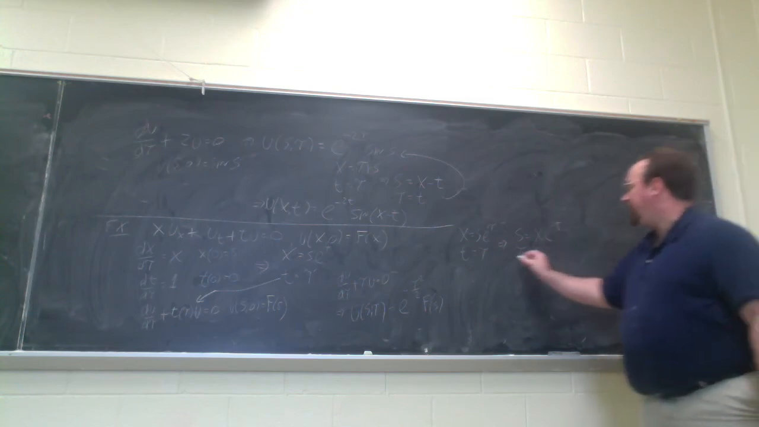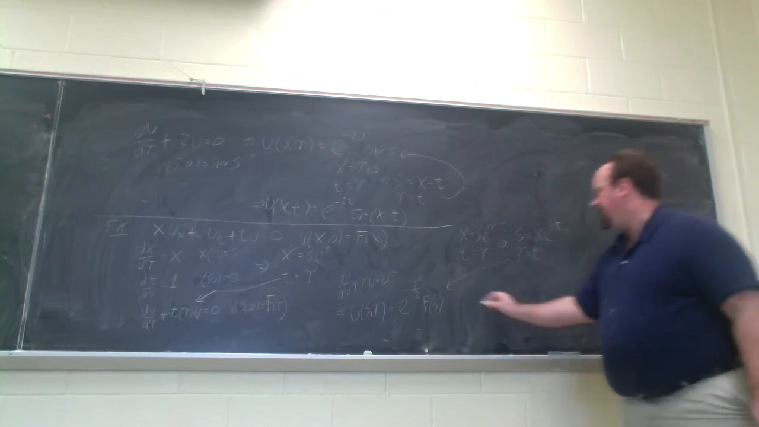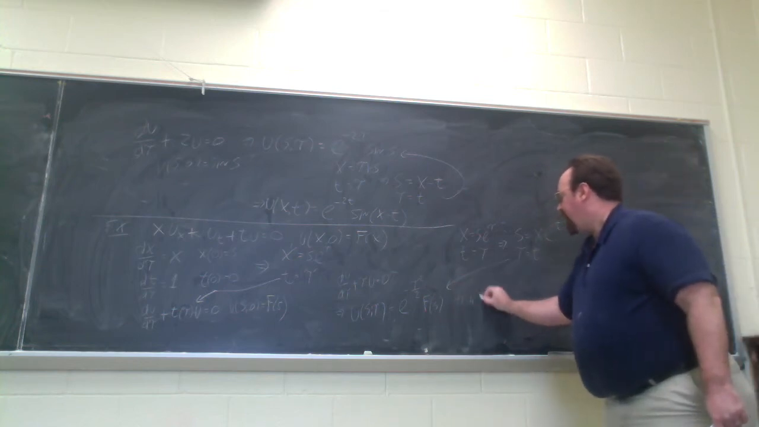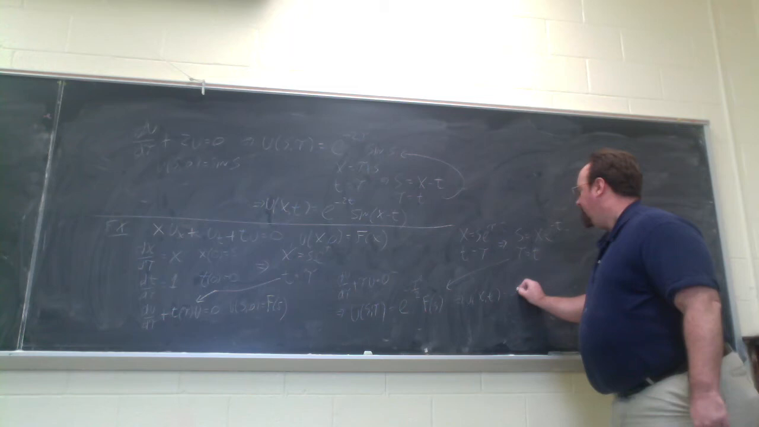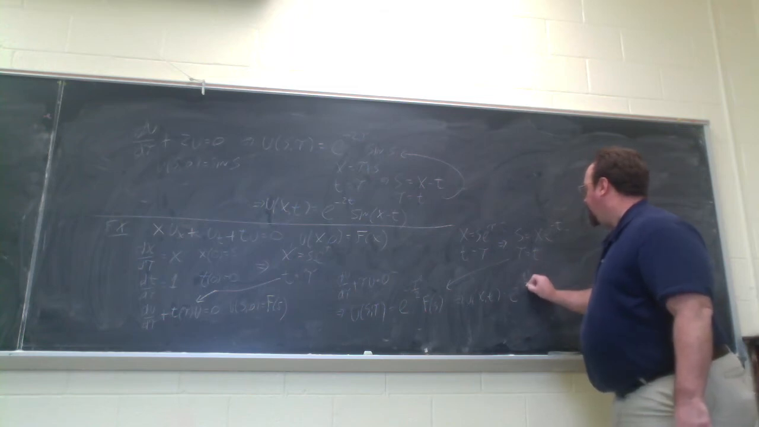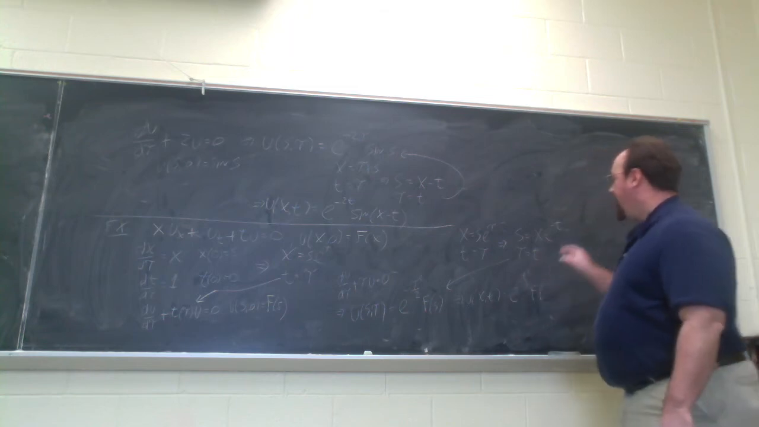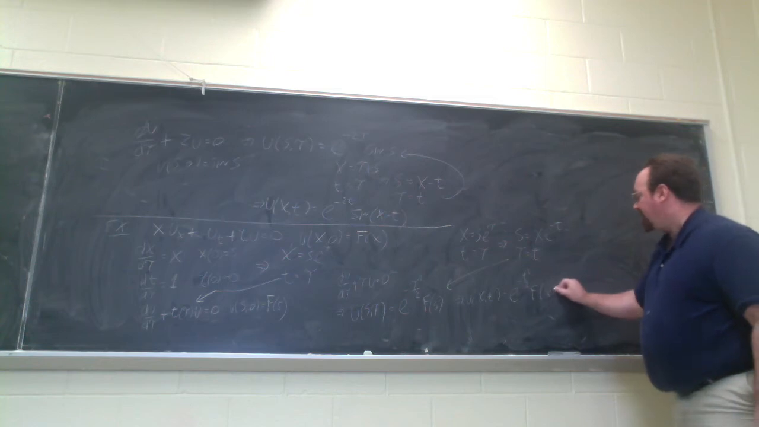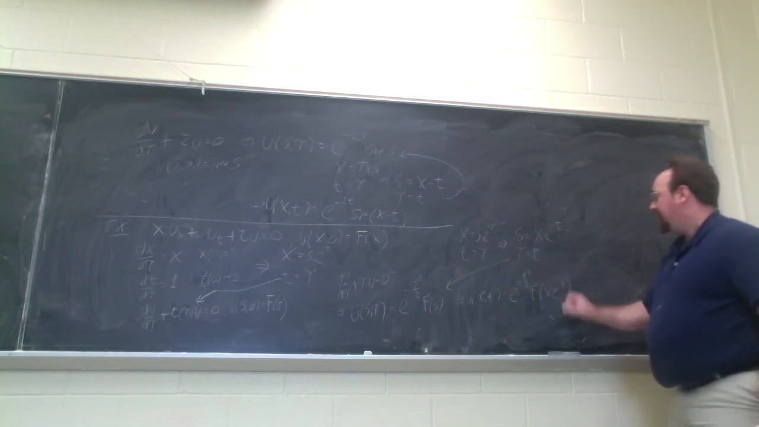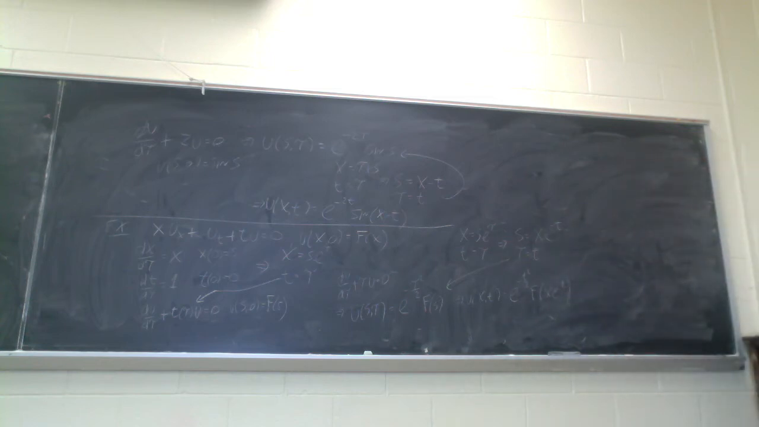So now we can put these into our solution. So u of x and t is e to the minus t squared over 2, big F of s, which is x e to the minus t. And that is our solution.